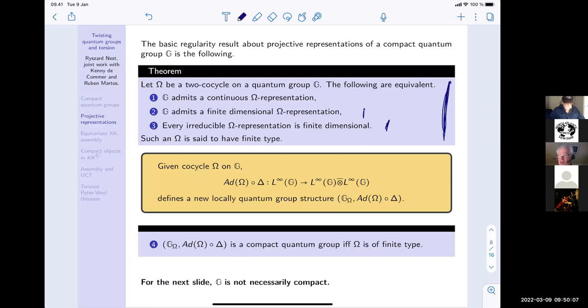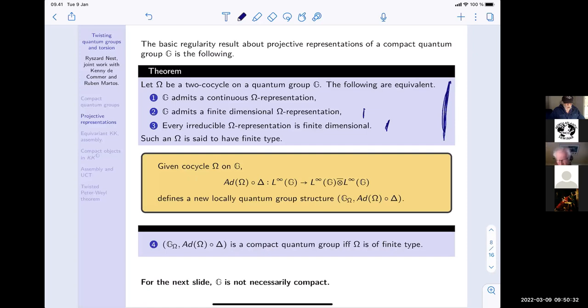If it's a nice continuous one, every irreducible twisted representation is finite dimensional. If it's not a continuous one, none of them are finite dimensional. Well, if I've got a regular cocycle, I would call it of finite type, so it admits finite dimensional omega representations.